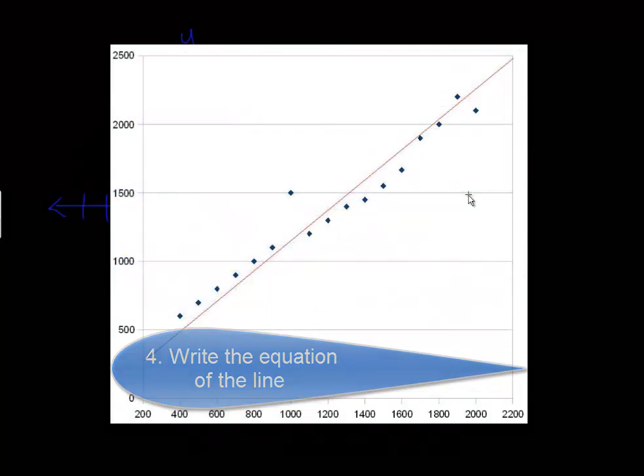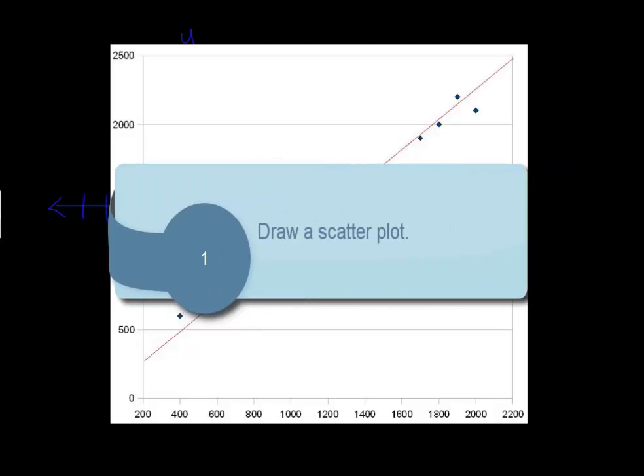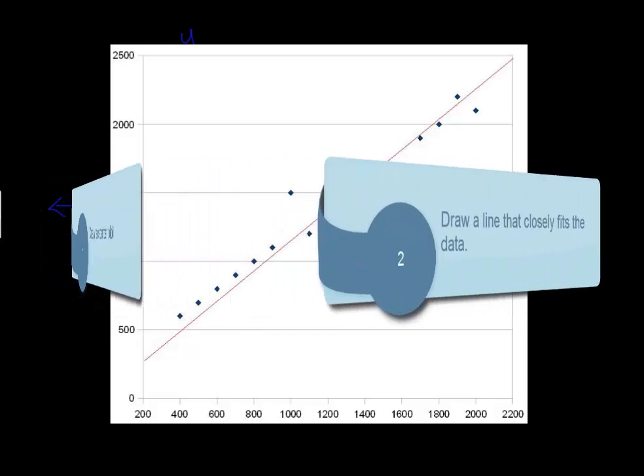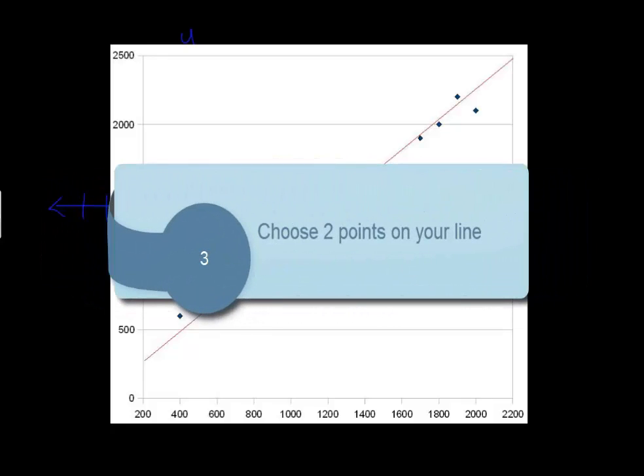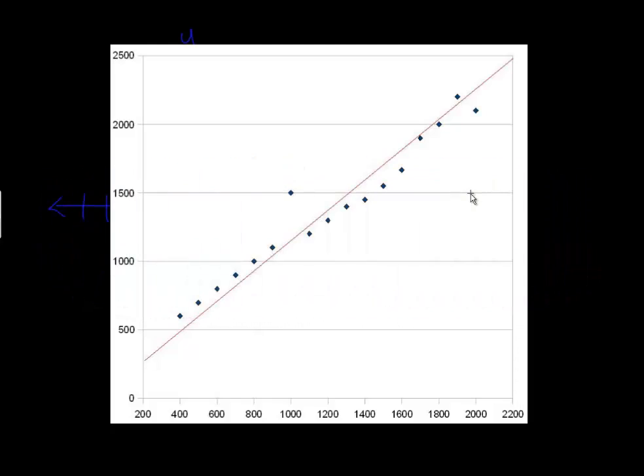So those were your 4 steps. Step 1 was to draw a scatter plot. Step 2 was to draw a line that closely fits the data. Step 3 was to choose 2 points and determine their coordinates. And step 4 was to write the equation of the line. Now these 4 steps can also be found in your textbook, lesson number 12.